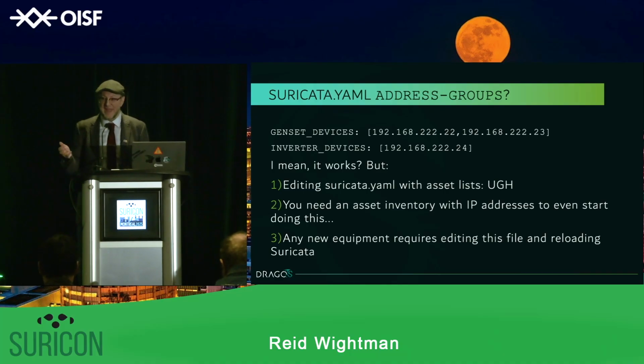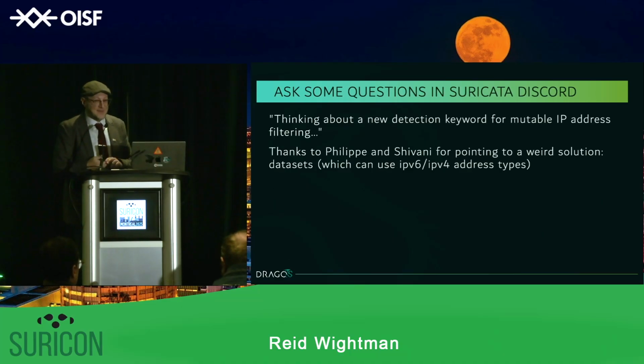The people that would have to modify this might not be that technical. So this is kind of, to me, a non-starter. So I popped into the Suricata Discord server, right? And I was like, hey, I'm thinking I need some kind of new detection keyword, something where I can have a mutable IP address list.